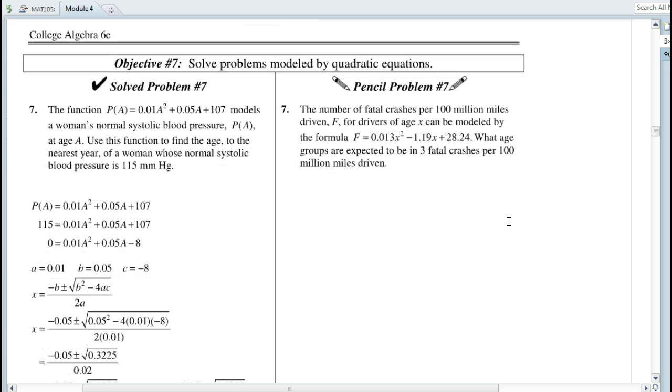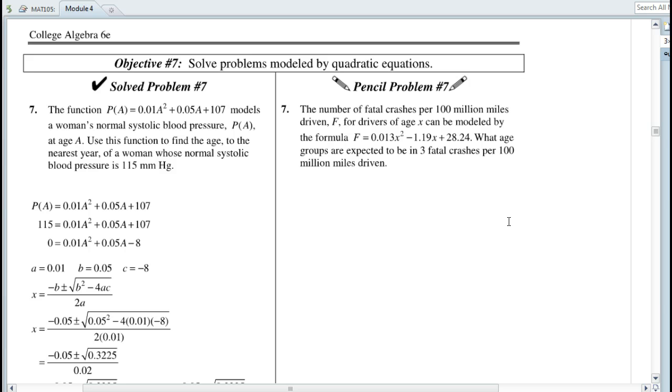Okay, last one, word problem. Number of fatal crashes per 100 million miles driven, F for drivers of age X, can be modeled by the formula with some kind of ugly numbers. What age groups are expected to be in the 3 crashes per 100 miles driven? Okay, that's kind of funny wording. Let's see what they're talking about. Do we have to solve anything or just plug something in?